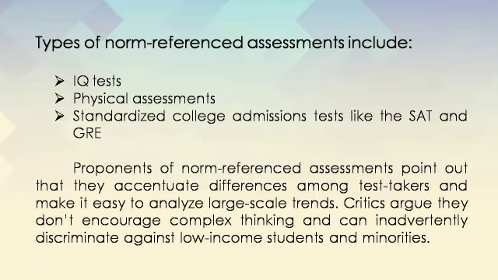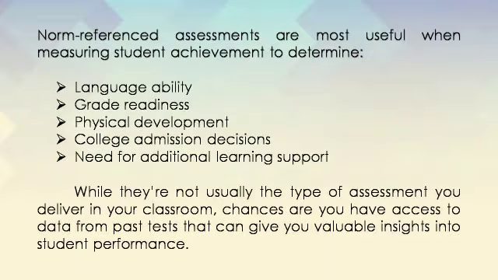Types of norm reference assessments include IQ tests, physical assessments, and standardized college admissions tests like the SAT and GRE. Proponents of norm reference assessments point out that they accentuate differences among test takers and make it easy to analyze large-scale trends. Critics argue they don't encourage complex thinking and can inadvertently discriminate against low-income students and minorities.